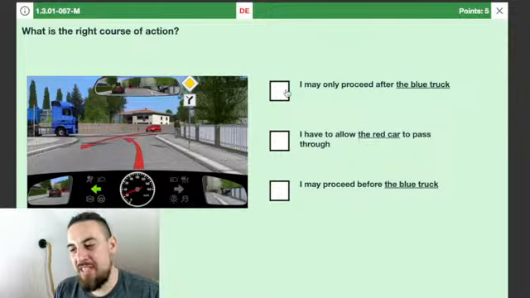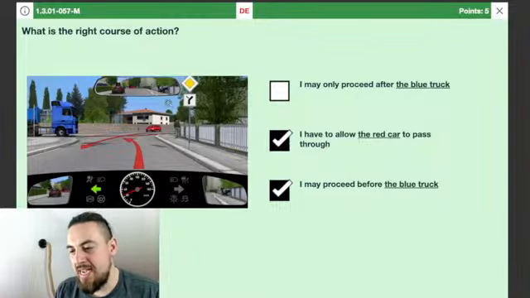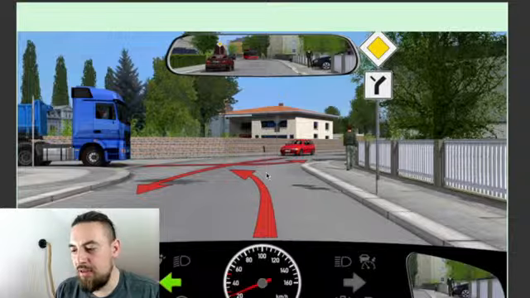I may only proceed after the blue truck is wrong. I have to allow the red car to pass through. It's correct. And I may proceed before the blue truck. This is also correct. Why? Well, check out that sign. We are on a priority road. The priority road is turning right. And the red car is on the priority road as well. So we both can drive before the truck. So the truck will be last.